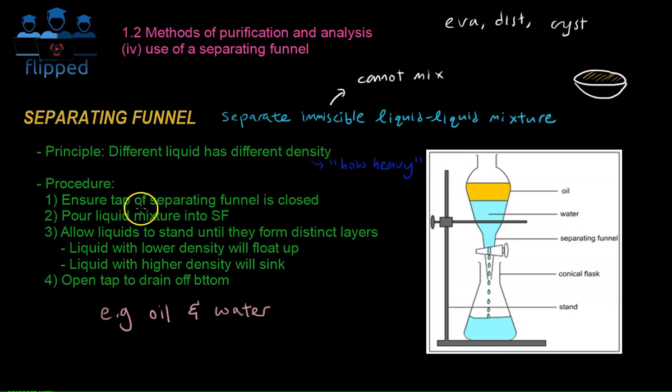Basically, you ensure that the tap of the separating funnel is closed. That means this one has to be closed. Because if you leave it open, when you pour in the liquid like this, everything will just flow out. So ensure this is closed first. Then you pour in the mixture of oil and water into the separating funnel. Then you allow the liquid to stand until they form distinct layers.